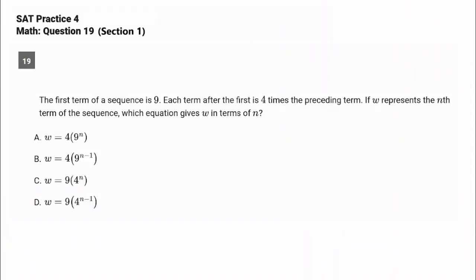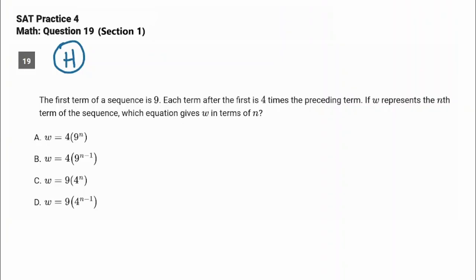We're on SAT Practice Test 4, Math, Section 1, Question 19. What's the level of difficulty here? It's hard. The first term of a sequence is 9. Each term after the first term is 4 times the preceding term. If W represents the nth term of the sequence, which equation gives W in terms of n?